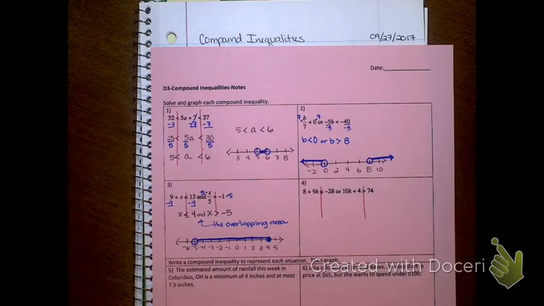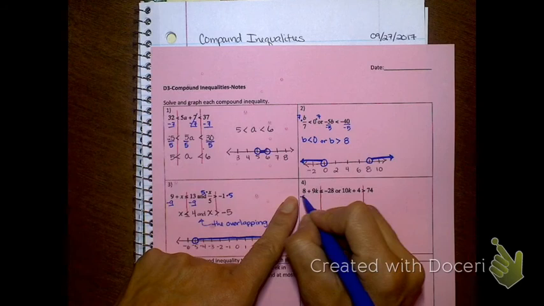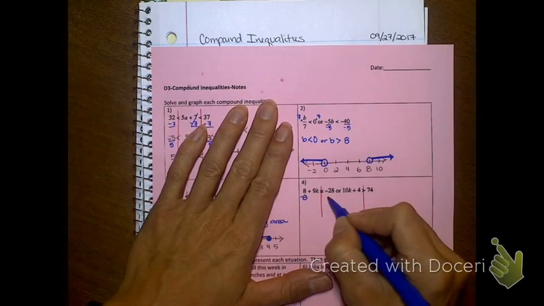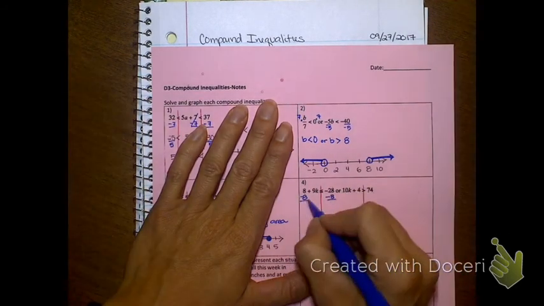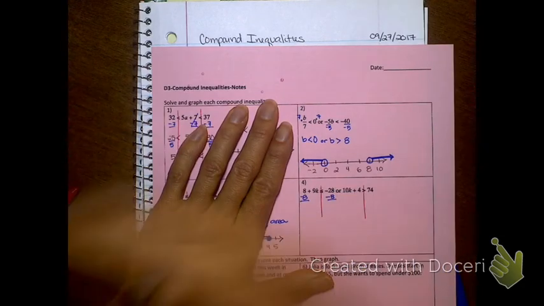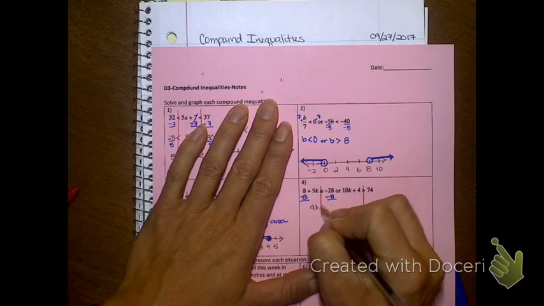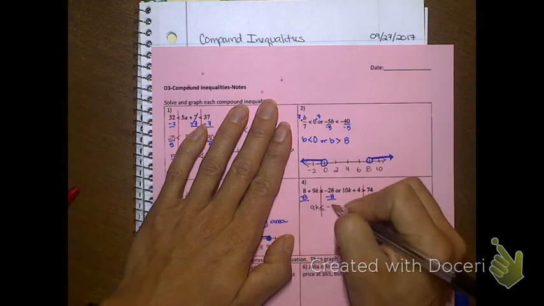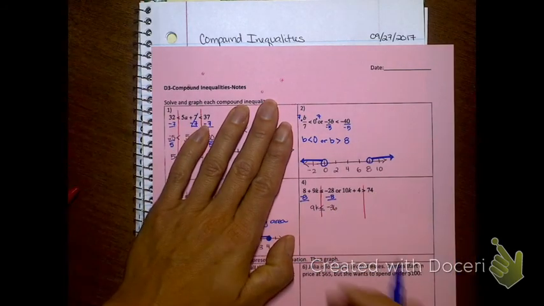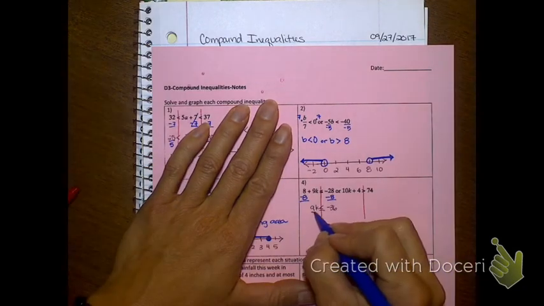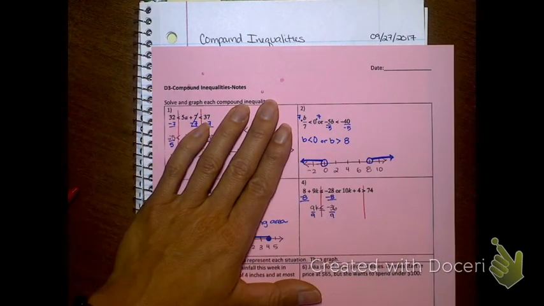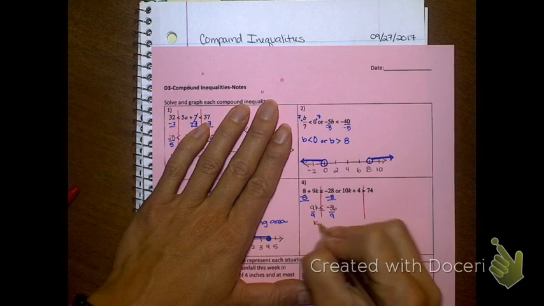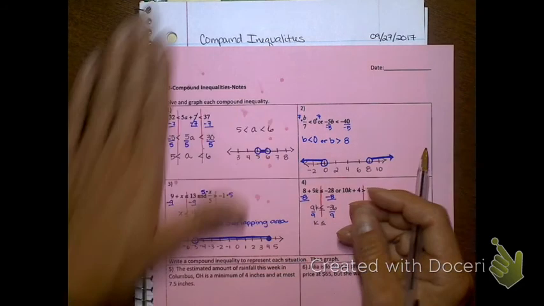Alright, so let's go over this one, okay? In this first one, what was your first step in solving? Subtract 8. Okay, so we're going to go ahead and subtract 8. We should get 9k is less than or equal to what? -36. Okay, what's after that? Divide by 9. Okay, so -36 divided by 9.